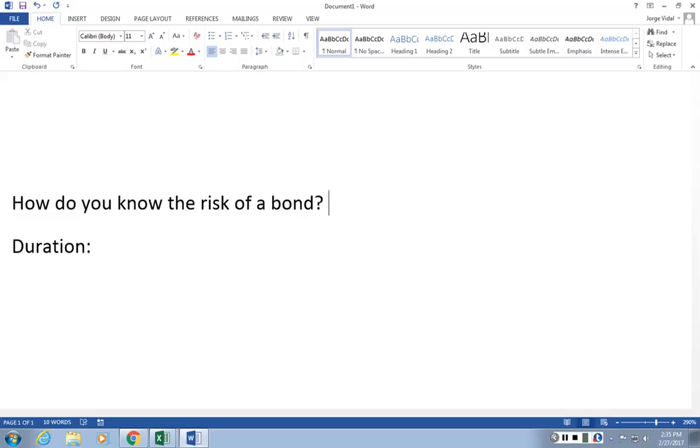How do you know when a bond is risky or not? How do you know if it's an investment bond, if it's a junk bond? Credit ratings, okay?